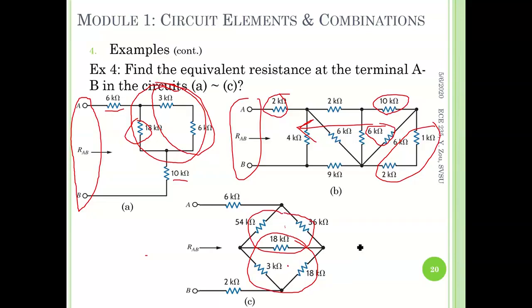The goal of converting delta to Y is that the result could have clear series or parallel. Since now, without doing that conversion, you can't see any clear series connection nor parallel connection. Okay, so be careful. All right, so try yourself and then come back for the solution.